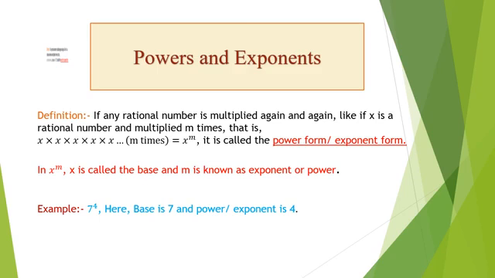that is x multiply x, how many times? m times, then it will be equal to x raised to the power m. It is known as power form or exponent form. Now in x raised to the power m, x is our base and m is known as exponent or power. For example, if 7 raised to the power 4, what will be the base? Base is 7 and power is 4.